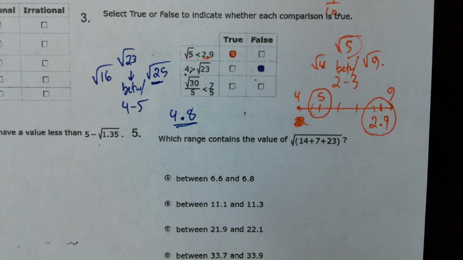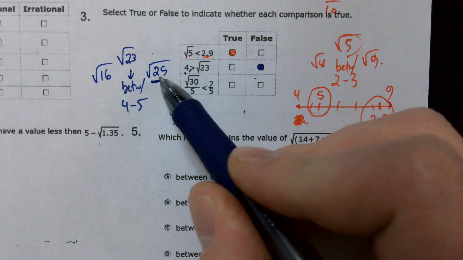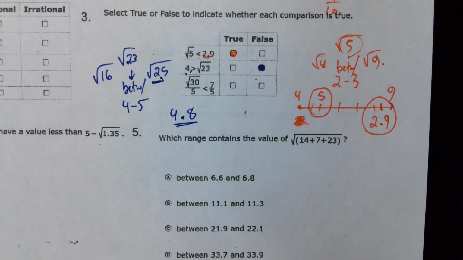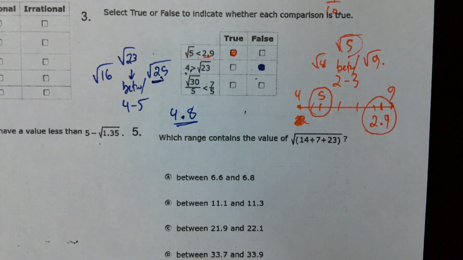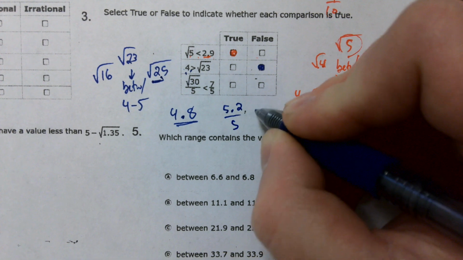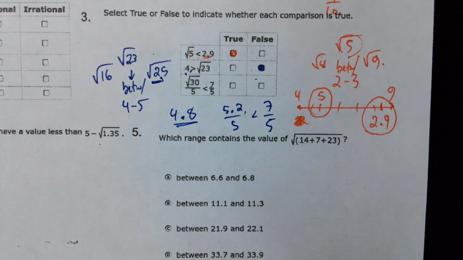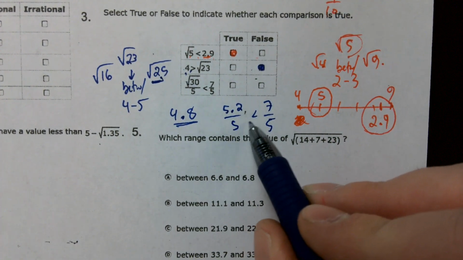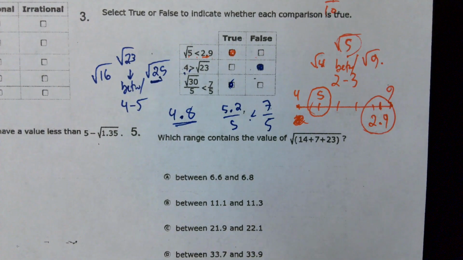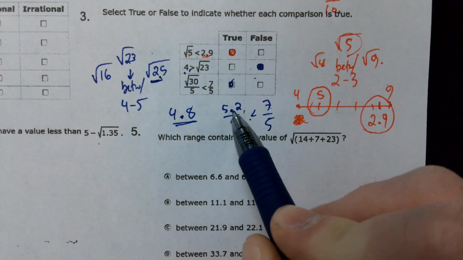And then the last one, the square root of 30. Well, that's a little bit more than 25. So 30 is going to be like 5 point something, right? Let's say 5.2 over 5. Is 5.2 over 5 less than 7 over 5? Yeah, so that one would be true. You guys know how I got 5.2?